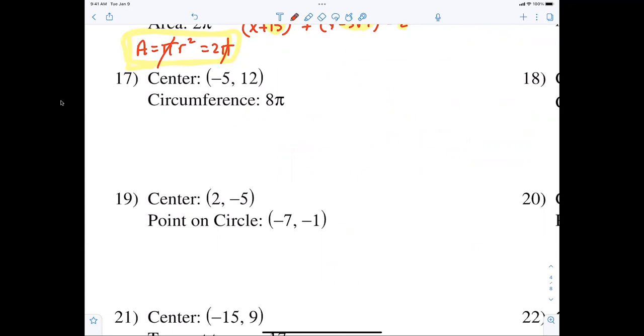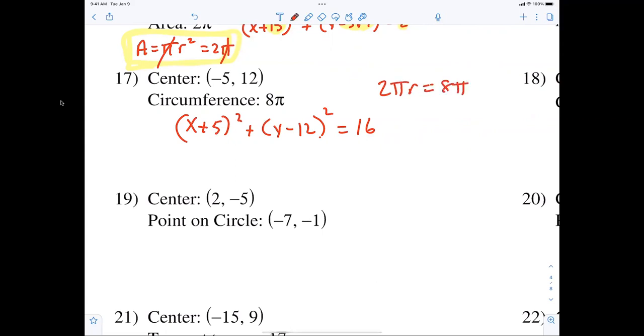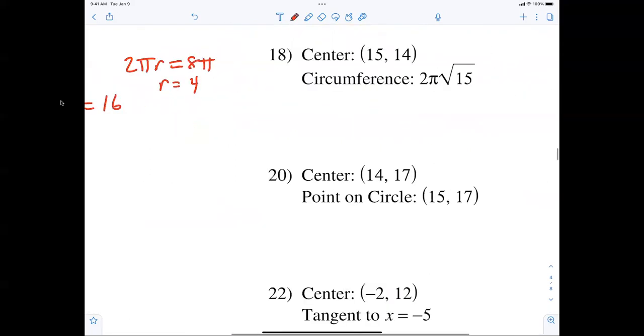All right, Sebastian. So I got x plus 5 squared plus y minus 12 squared equals 16. How'd you get 16? So like 2 pi r equals 8 pi. You can divide 2 pi r equals the circumference, which in this case is 8 pi, and you could divide the size by 2. So the radius is in fact 4. Then you could square it. Yeah. That's it. That's how simple.